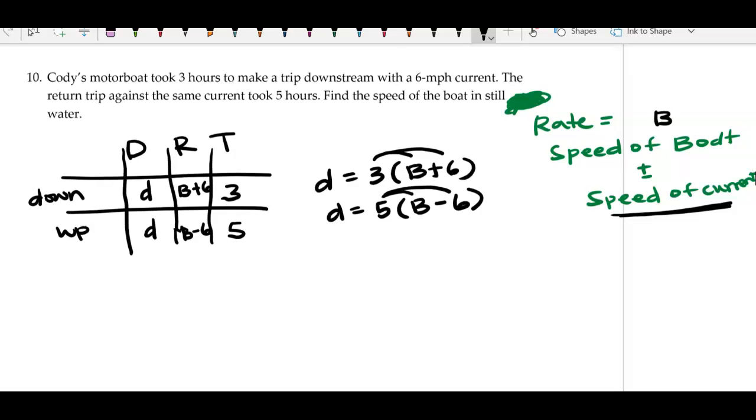Okay, so let's see what we get there. I'm going to put them down here. So 3B plus 18 equals 5B minus 30.